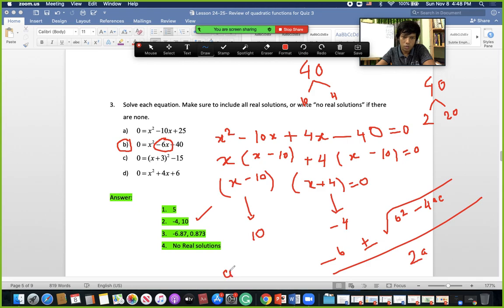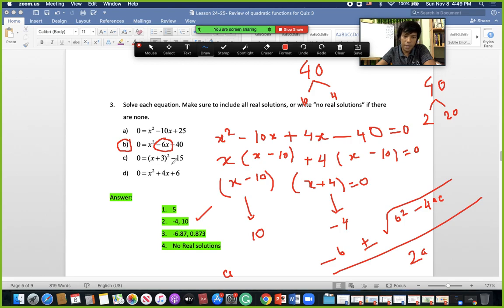So for C number, there is one thing that we need to do here, because this is x plus 3 whole square equal to minus 15. So first of all, we have to convert it and keep it in standard form, because this is not a standard form. The standard form is x square plus 4x plus 6, x square minus 10x plus 25, x square minus 6x minus 10. They are the standard form, but see, there is something inside the bracket, so we have to first change it.